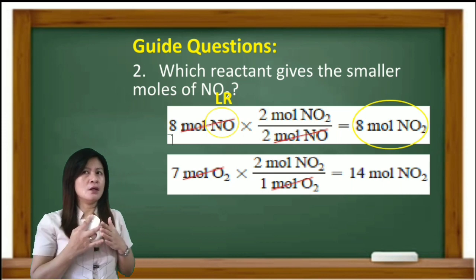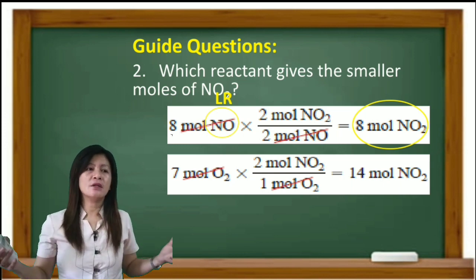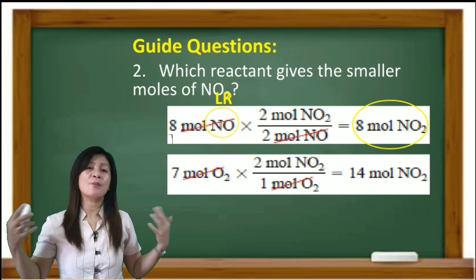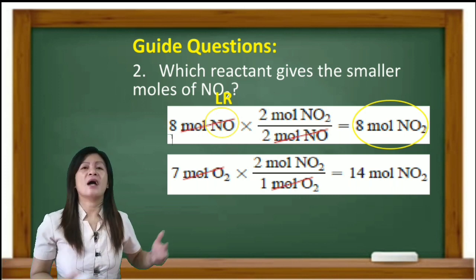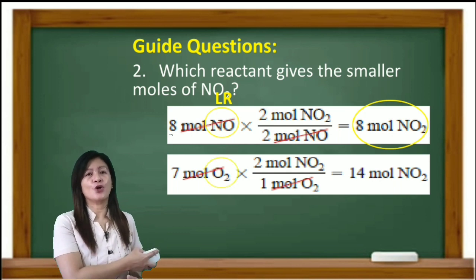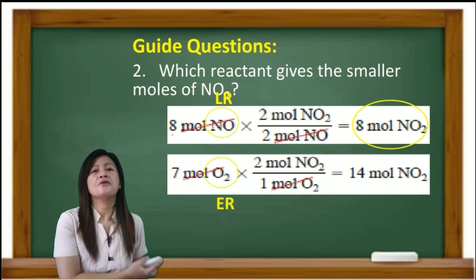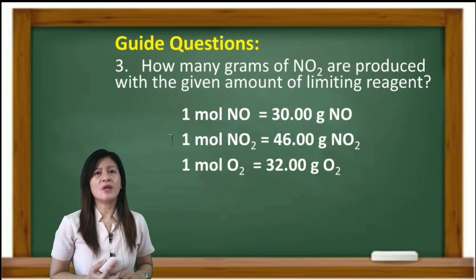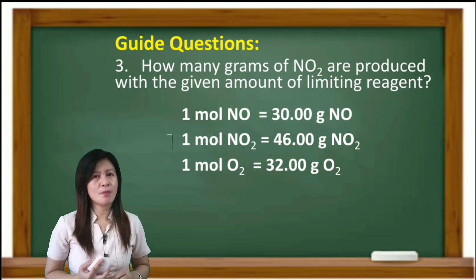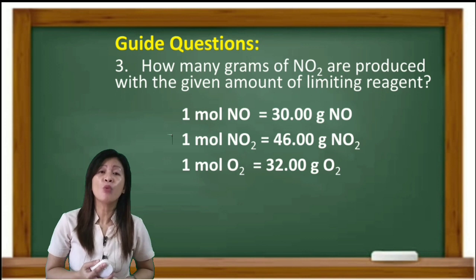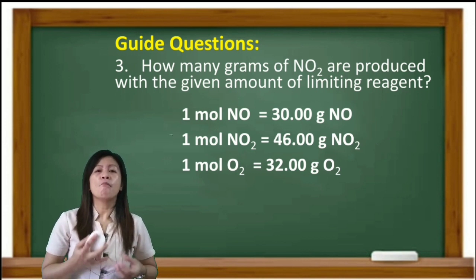Therefore, nitrogen monoxide is our limiting reagent. So it means that in the reaction, it is used up first. It is completely used up first before the other reactant. So therefore, the other reactant in the reaction, oxygen gas, will automatically be our excess reagent. Let's go to question number 3. How many grams of nitrogen dioxide are produced with a given amount of limiting reagent? So again, the given amount of our limiting reagent is 8 moles of nitrogen monoxide.